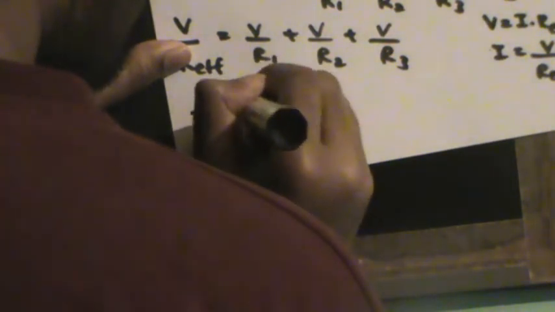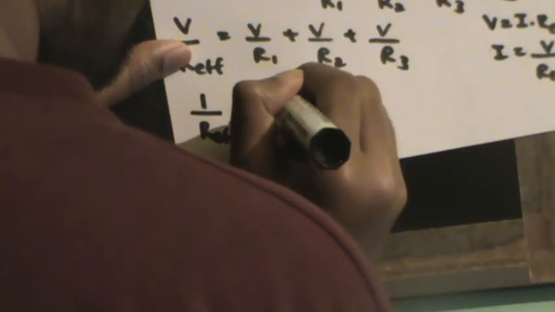I can substitute that here. So V divided by R effective is equal to V by R1 plus V by R2 plus V by R3. And since the potential difference across these circuits is not zero, I can divide the whole equation, both sides, by V, so that the numerator of all these fractions will be 1. So I'll get the general equation for the effective resistance: 1 upon R effective is equal to 1 upon R1 plus 1 upon R2 plus 1 upon R3.